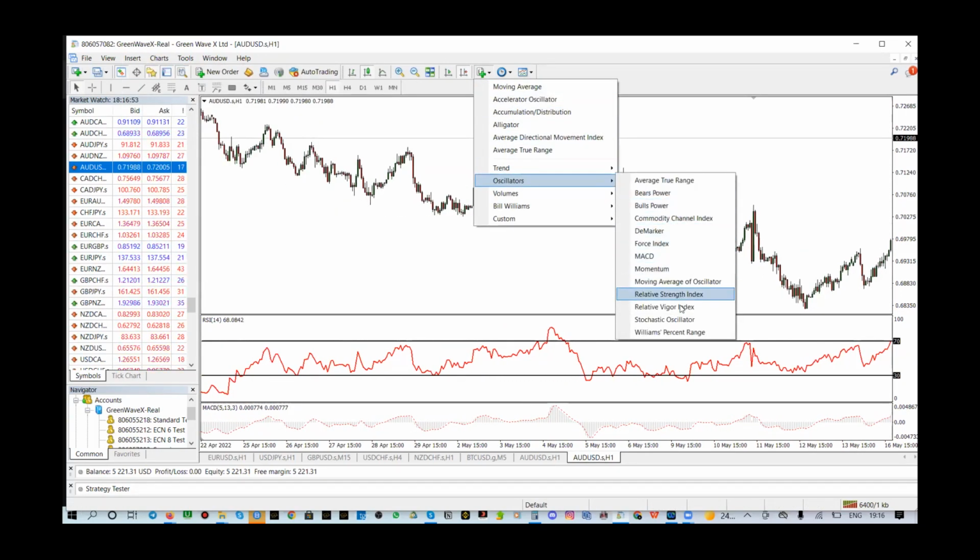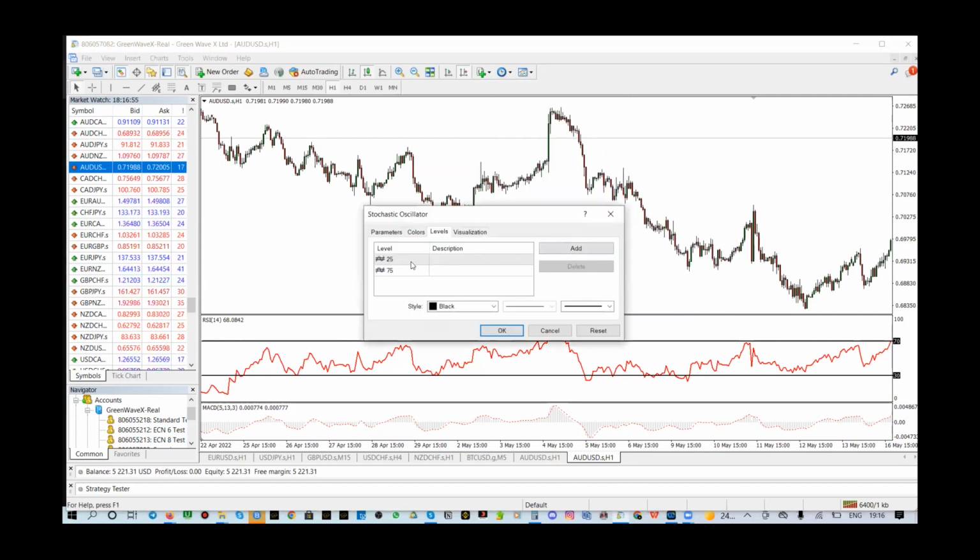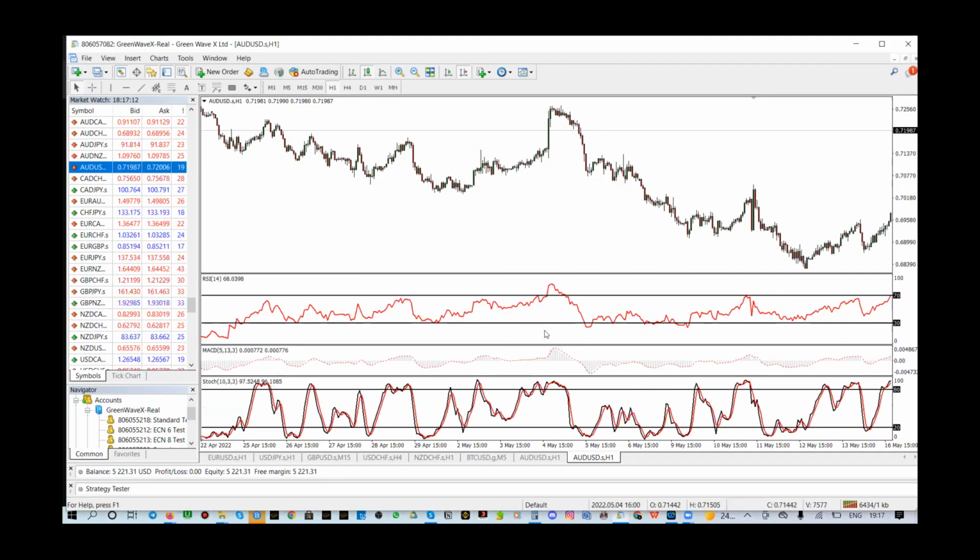Oscillator, stochastic. So that's going to be 25/75. Or to make it at least stricter, you can use 20/80. All right. So it's going to increase those over both overbought and oversold levels. And 10/33 is good. Okay.